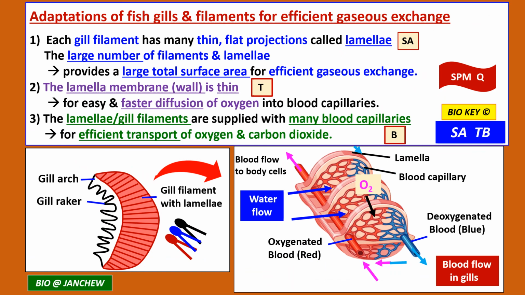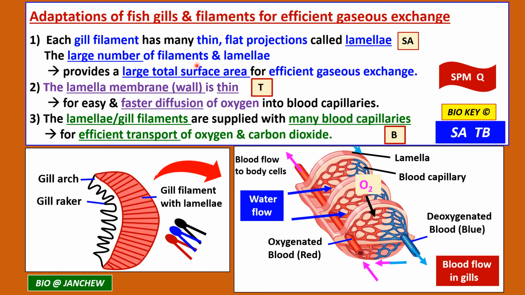Lastly, let's look at the adaptations of fish gills and filaments for efficient gaseous exchange. Also an important SPM question, right? So firstly, each filament has many thin flat projections called lamellae. Then the large number of filaments and the lamellae provides a large total surface area for efficient gaseous exchange. As we can see here, each gill contains many tiny filaments, and on each tiny filament there are more projections, which are the lamellae, to help increase the total surface area for faster gaseous exchange.